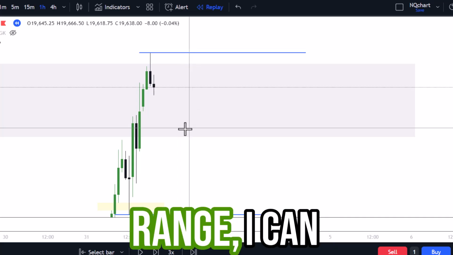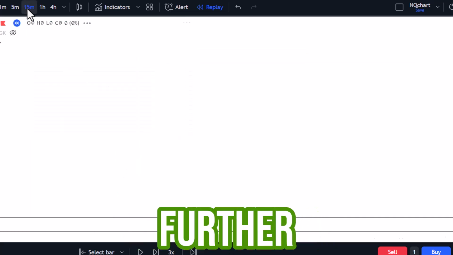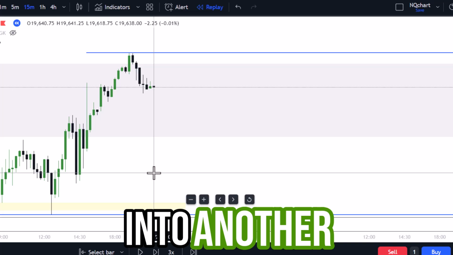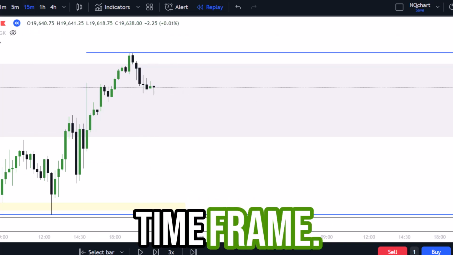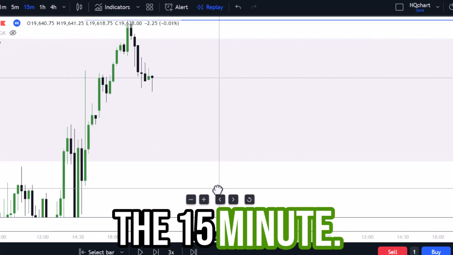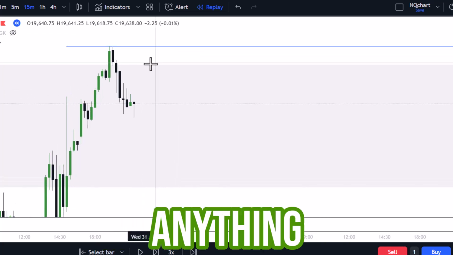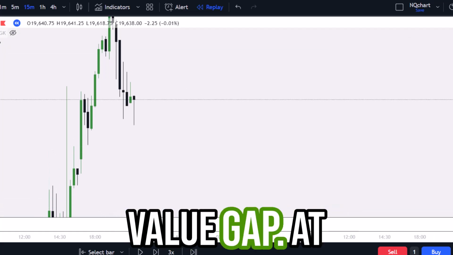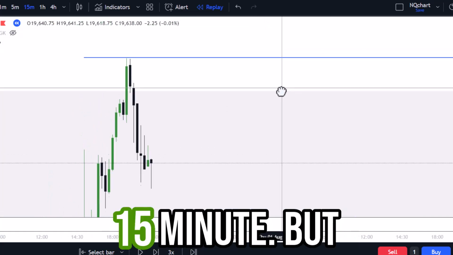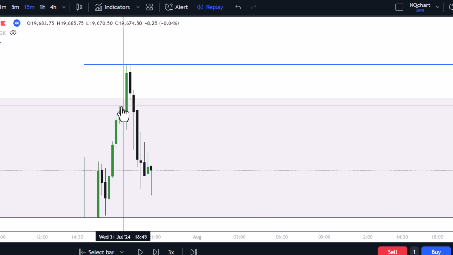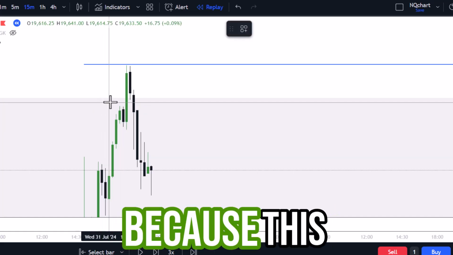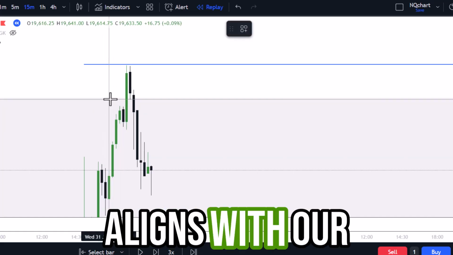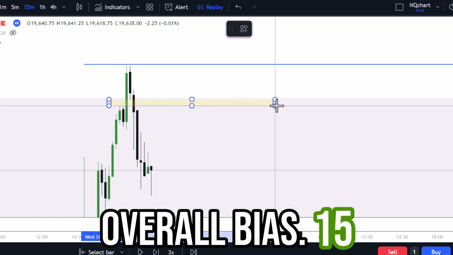Now, as I have this range, I can drop down a little bit further into another time frame. Now we're on the 15-minute. Let's zoom in to see if we see anything interesting here. Look at this. We have a very small fair value gap. At least it looks like that on the 15-minute, right? But we're going to mark that off because this aligns with our overall bias.